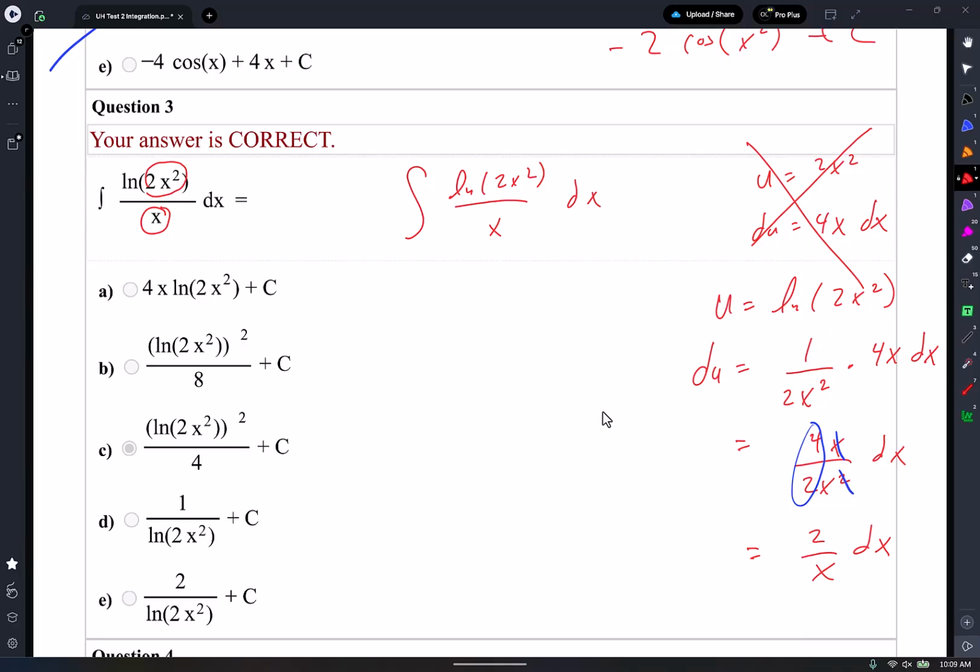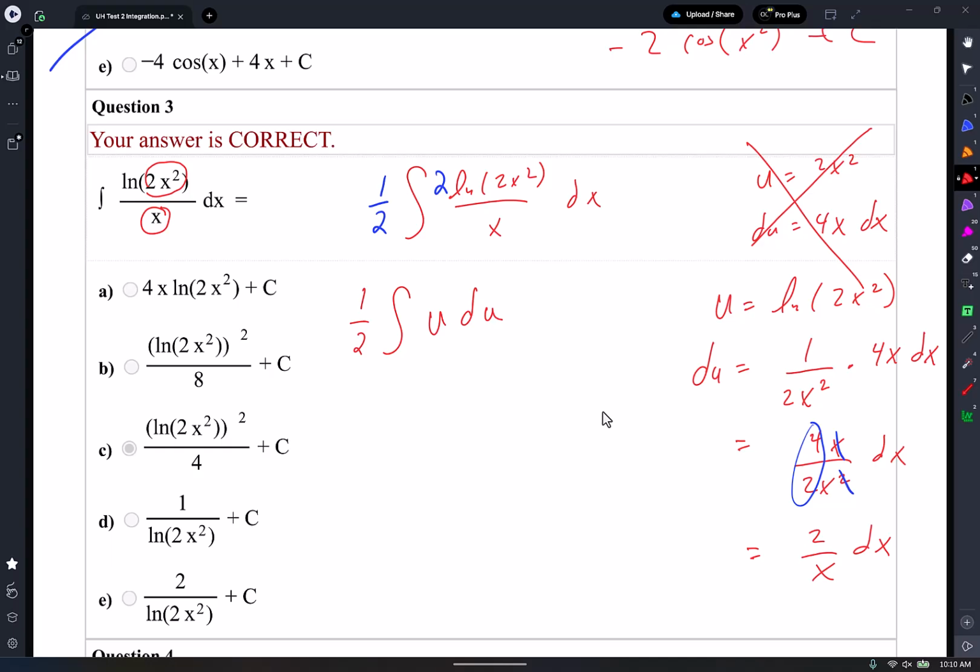So what do I need in my integrand here? A 2 on the numerator. So then I put a 1/2 on the outside. And here we go: 1/2 integral, the 2 ln 2x squared dx. Well, with the x on the bottom, this is just going to be u du, because the ln of 2x squared is u, right?